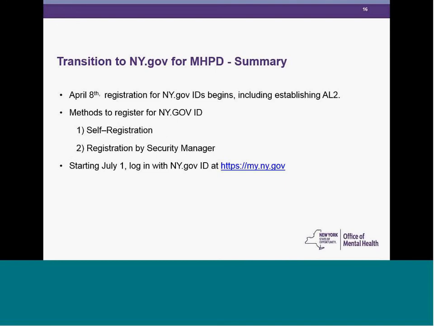So in sum, April 8th, registration for NY.gov IDs begins, including establishing your AL2 Assurance Level.